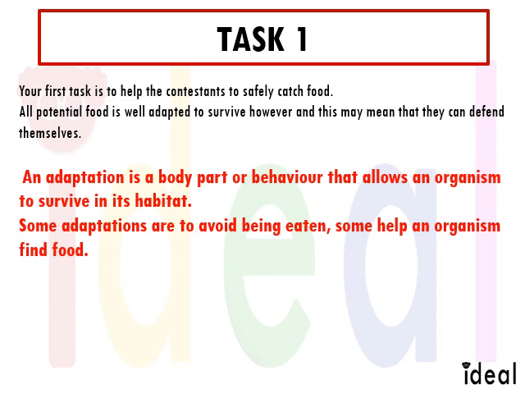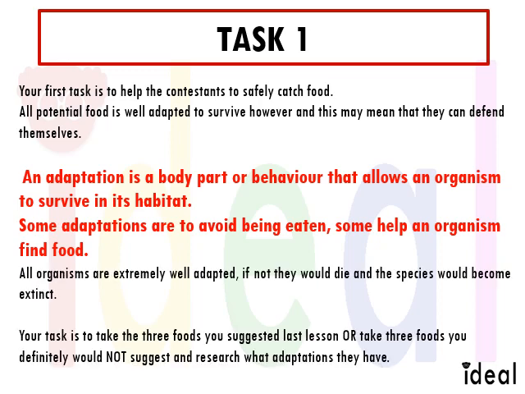An adaptation is a body part or a behavior that allows an organism to survive in its habitat. Some adaptations are to avoid being eaten. Some help an organism find food. So that leads nicely onto the task that we're going to do now. Your task is you're going to identify 3 foods that you may have suggested from last lesson, or 3 foods you would definitely not hunt, and you've got to identify the adaptations that the food you are eating or you're not going to hunt has, adapted to its habitat.